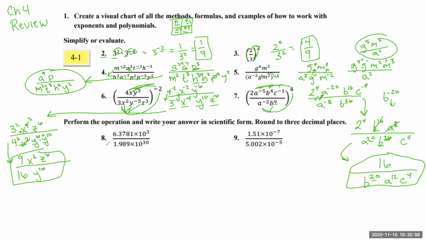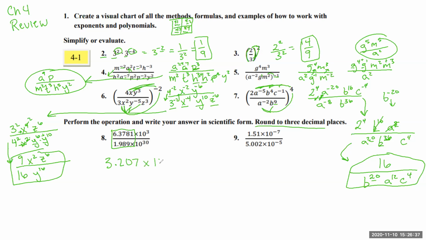Going on to number 8, we are going to go ahead and start these division problems by dividing the regular numbers. So I'm going to bring up my calculator really fast. Okay, and we're just going to divide both of those numbers. So if we do 6.3781 divided by 1.989, that is going to equal 3.20, and then I'm actually going to round it because it says to round to 3 decimal places. So I'm going to round it to 7 here.